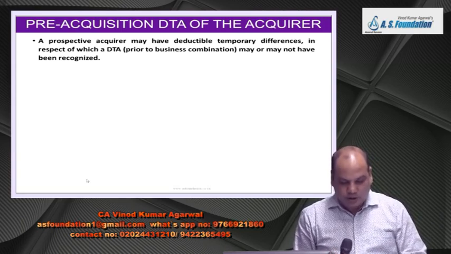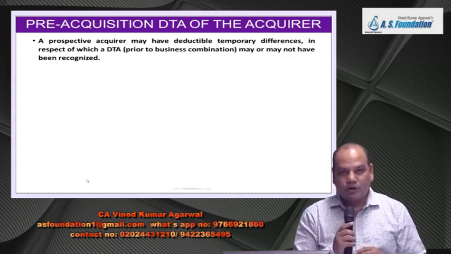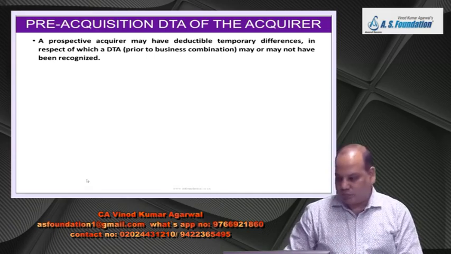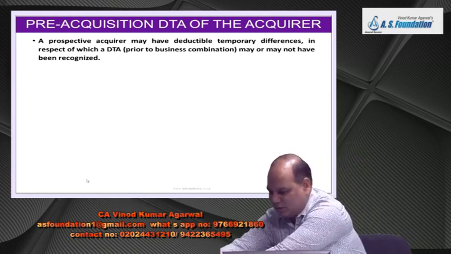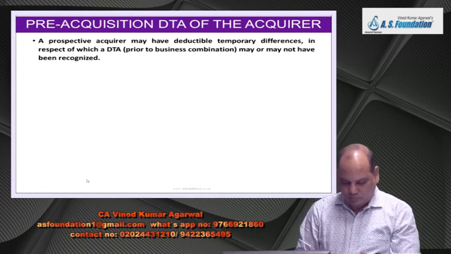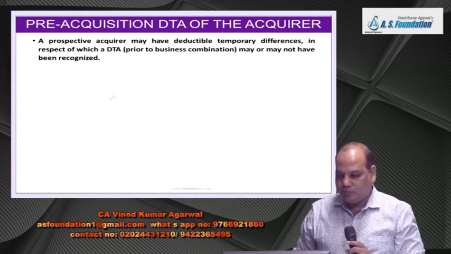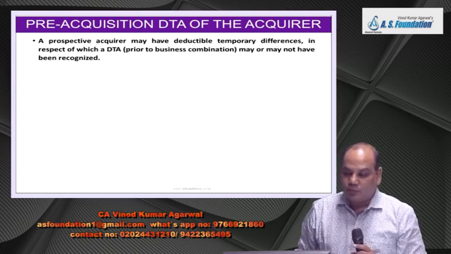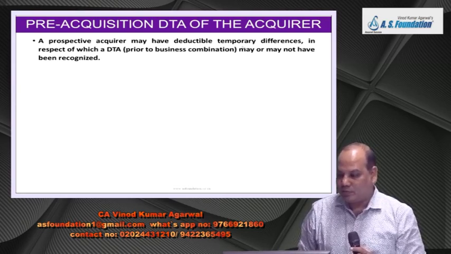Pre-acquisition DTA of the acquirer. Who is an acquirer? One who acquires the other company, called the acquiree. A prospective acquirer may have a deductible temporary difference in respect of which a DTA may or may not have been recognized. Is the statement right? May or may not have been recognized.